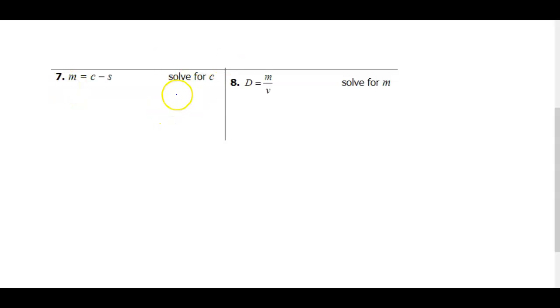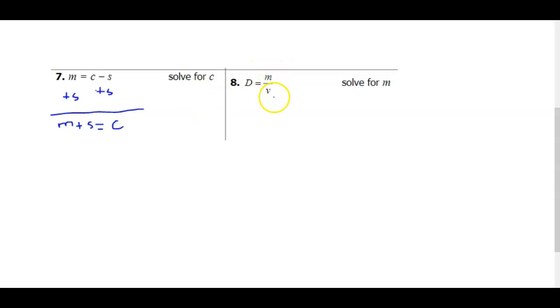For number 7, let's go over number 7. I need to solve for C. So my first step is going to be to add S to both sides of the equation, right? So I should end up with, remember we can't combine like terms, M plus S equals C.